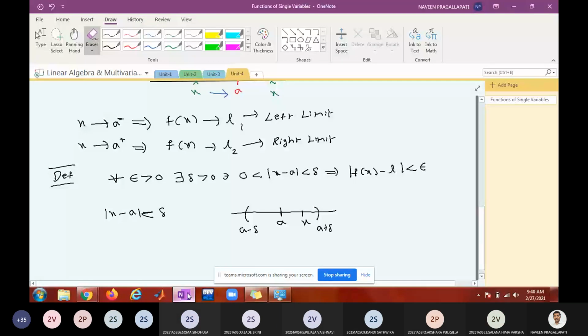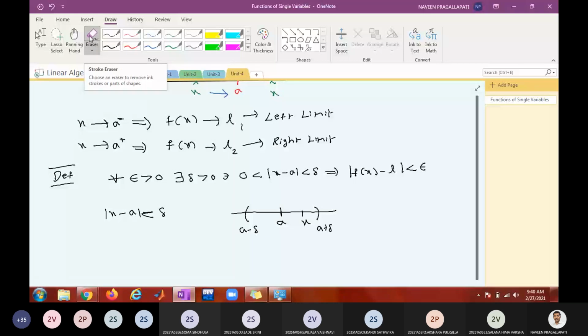Right. So what is this collection called? The collection of points whose distance from x to a is less than delta. The distance from a to a minus delta, and the distance from a to a plus delta, is delta only. So any point in this set is going to satisfy this condition. Therefore, this forms a line segment like this. It's an interval from a minus delta to a plus delta.